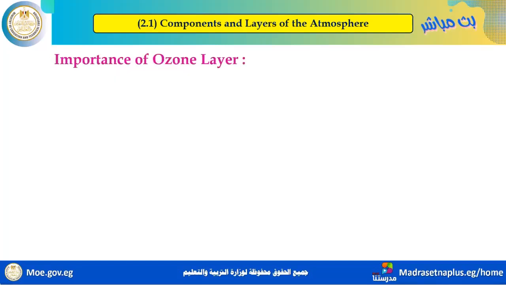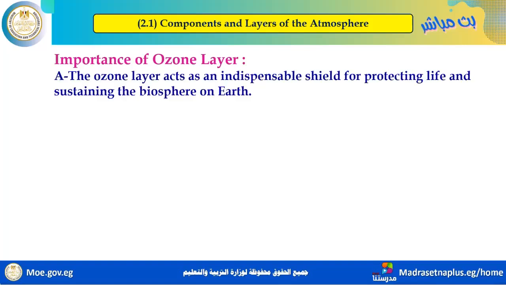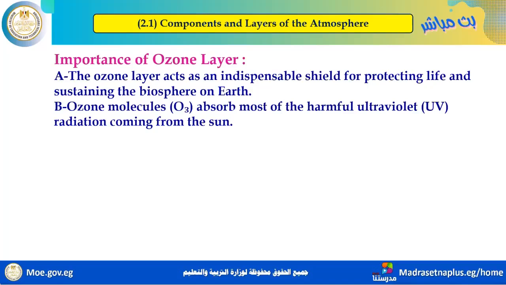Importance of ozone layer. The ozone layer acts as a protecting shield, protecting life and sustaining the biosphere on Earth. Biosphere means all living organisms. So it acts as a protective shell for all living organisms. B. Ozone molecules, O3, absorb most of the harmful ultraviolet. Its symbol is UV radiation coming from the sun.